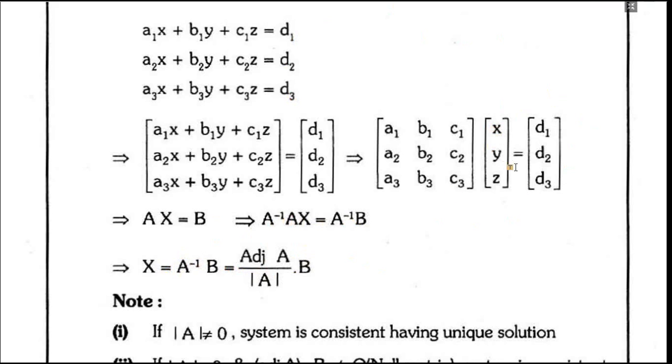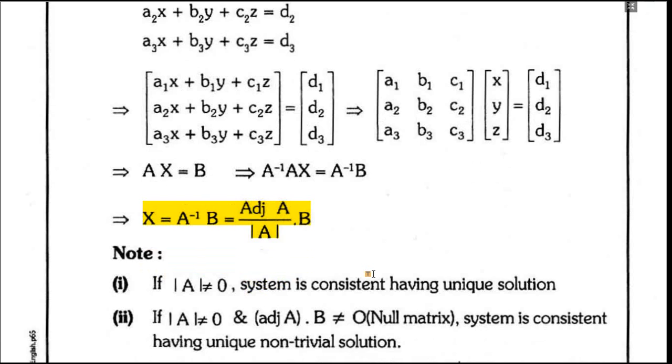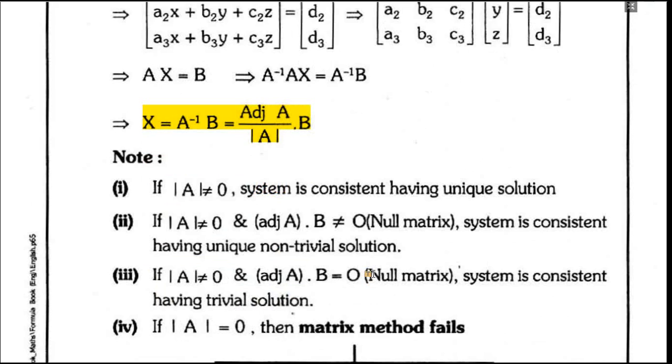Here A inverse is adjoint A upon determinant A. So X equals adjoint A into B upon determinant A. So we got the values of X, Y, Z, all three variables' values, in a single step. If determinant A is not equal to 0, the system is consistent, having a unique solution.